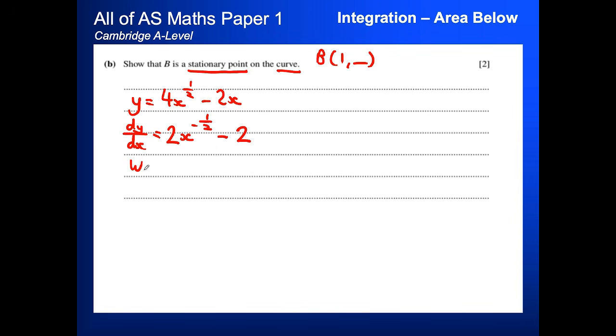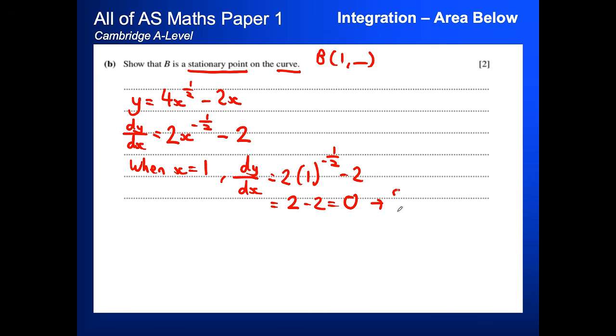And we want to check it's a stationary point, this one here. So let's put in x equals 1 and see what happens. So when x is equal to 1, dy by dx is equal to 2 lots of 1 power of minus a half minus 2. Well, 1 to the power of anything is just 1. So that gives us 2. 2 times 1 is 2. Minus 2 is 0. And because dy by dx is equal to 0, that means it must be a stationary point. Stationary with an A here, not with an E.